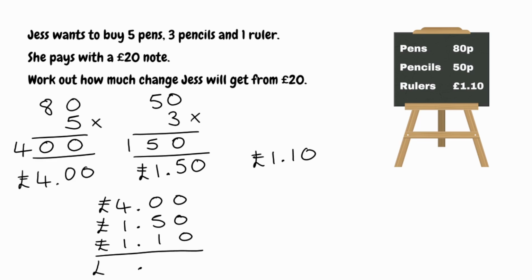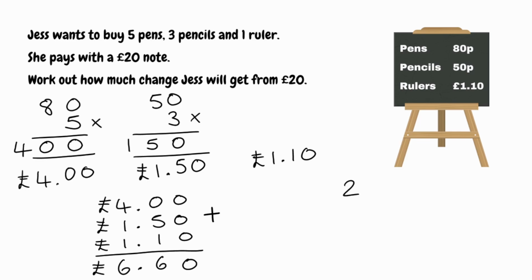Well, adding these together, if we start on the right-hand side, 0 add 0 add 0 is going to give us 0. We've then got 0 add 5 add 1, which is 6. And then 4 add 1 add 1, that also gives us 6. So altogether, she's spent £6.60. So to figure out her change, we now need to take this £6.60 away from 20.